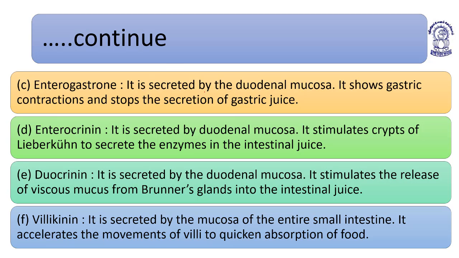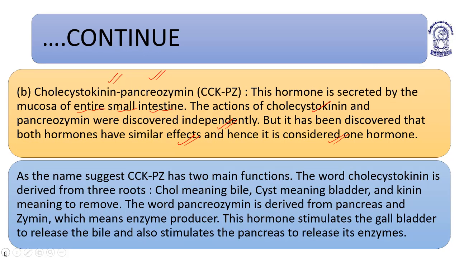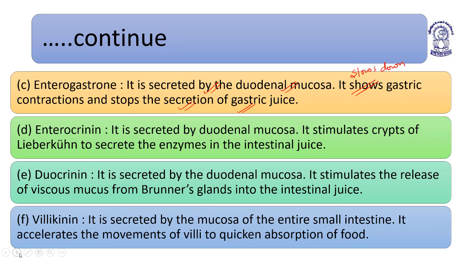Enterogastrone. It is secreted by the duodenal mucosa. It slows down gastric contractions and stops the secretion of gastric juice. So enterogastrone helps to slow down the gastric contractions and stop the secretion of gastric juice. Cholecystokinin and pancreozymin stimulate the gallbladder and also stimulate the pancreas to release its enzymes.